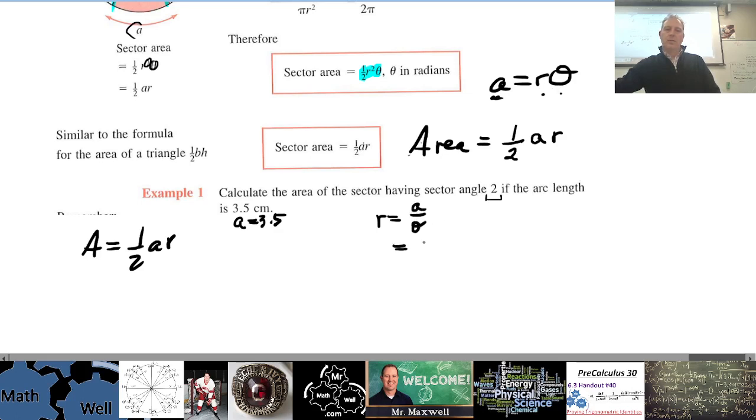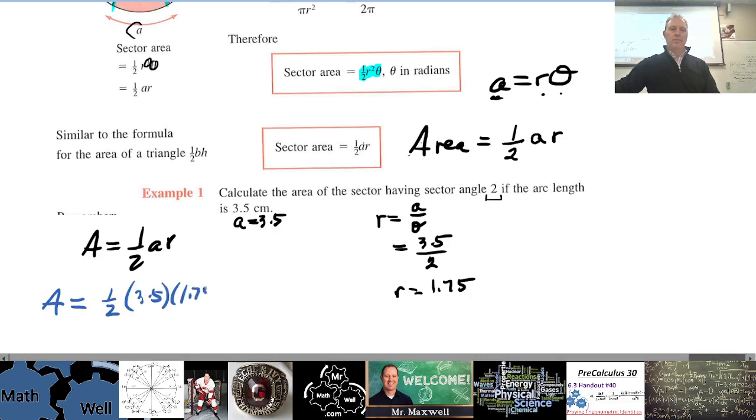So 3.5 divided by 2 radians. Sometimes your angle will be in terms of pi. Sometimes it'll just be a numerical radian measure. So r is 1.75 for a radius. Then you go back here and you fill in all the values: 1/2 times 3.5 times 1.75. That turns out to be about 3.0625, and the units are centimeters squared, since it's an area.